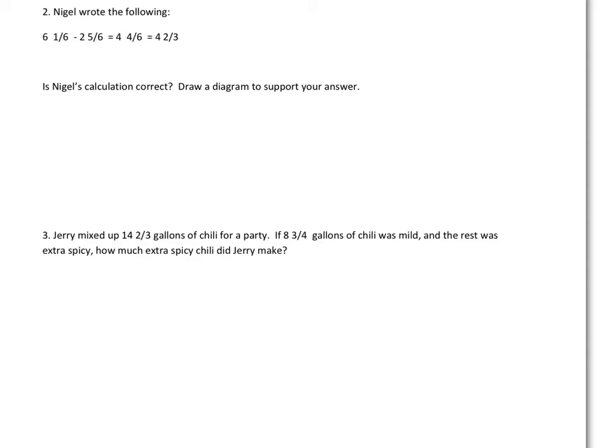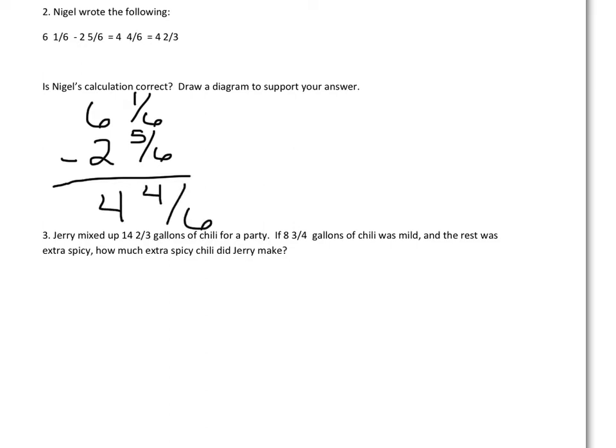It says 6 1/6 minus 2 5/6 equals 4 4/6. If you take a look at first the 6 and 2, 6 minus 2 is 4. However, you shouldn't do the subtraction of the whole numbers until you have solved for the fractions.